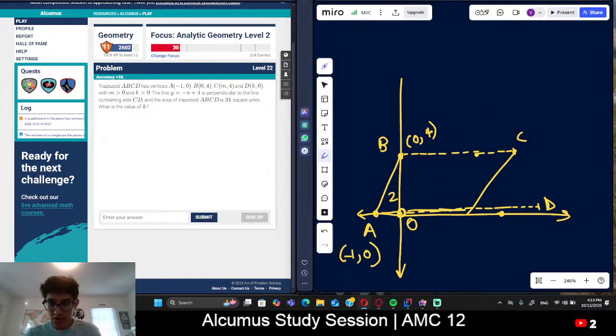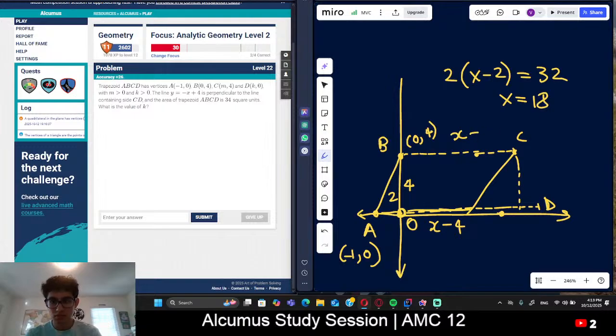And then what we have over here is essentially, because we know that the change in y is 4, the change in x also has to be 4. So this length is going to be some x, and then this length is going to be x minus 4. The height is going to remain 4. So it's going to be 2 times x minus 2 is equal to 32. So x should be equal to what, 18? Let's verify that this is correct. If this is 14 and this is 18, the average length is going to be 16.